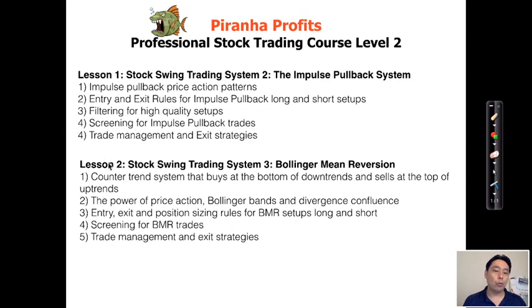In lesson 2 of level 2 course, you'll be learning a counter trend trading strategy, which means you're going to be buying at the bottom of the downtrend and selling at the top of the uptrend, using what is known as the Bollinger Mean Reversion strategy. So this is a counter trend system that buys once again at the bottom and sells at the top. You will learn how to combine the power of price action, Bollinger Bands, as well as divergence patterns to give you a lethal combination in the markets.